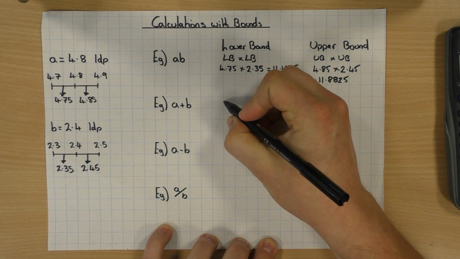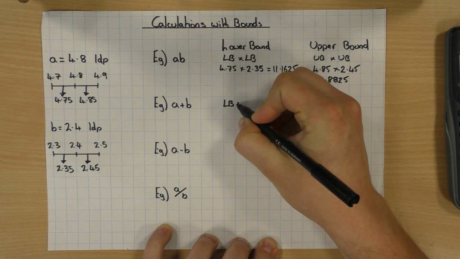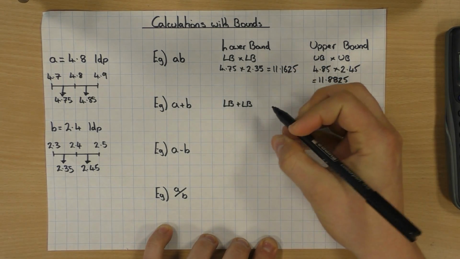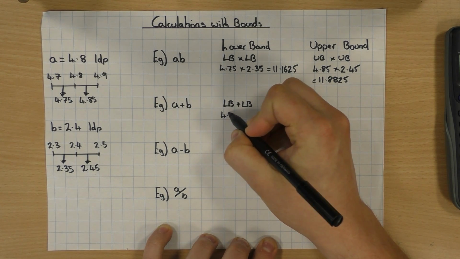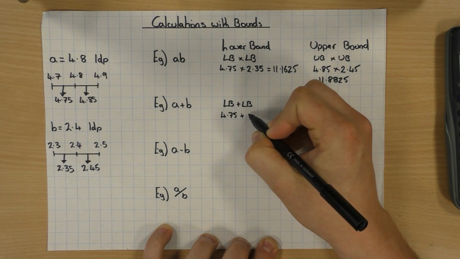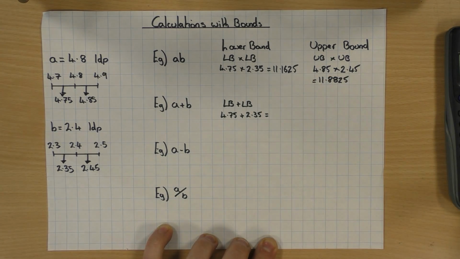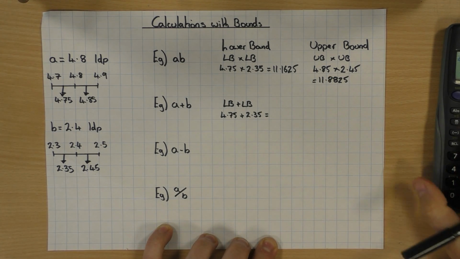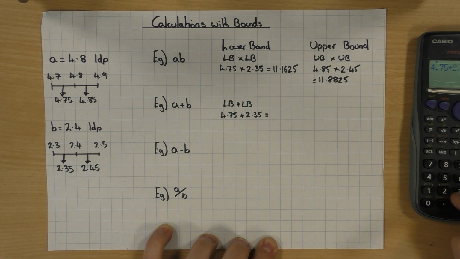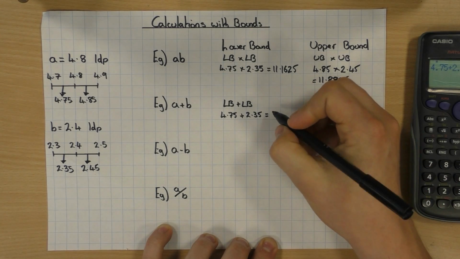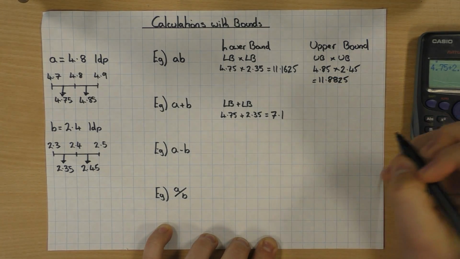Okay. When we add them, again, just as expected, if I want to get the lowest possible value when I add them, it's going to be the lower bound plus the lower bound. So again, 4.75 plus 2.35. I'm just going to use the calculator again, save me making a mistake by trying to rush this and doing it in my head, which is 7.1.